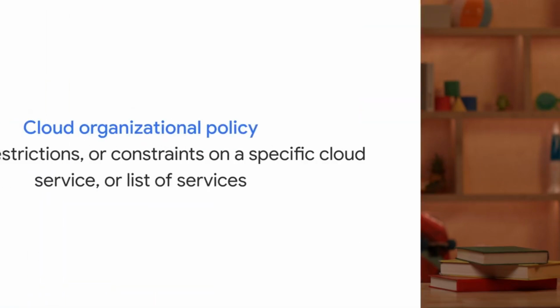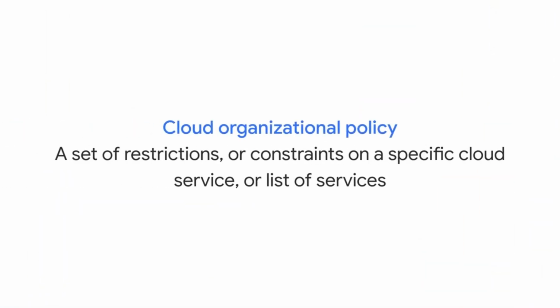As a security professional, you might be tasked with deciding how members of your organization can create and configure cloud resources. That's where cloud organizational policies come in. A cloud organizational policy is a set of restrictions or constraints on a specific cloud service or a list of services. Constraints restrict and control how you can configure cloud services and resources in your organization's environment. There are different policy options available depending on your organization's needs.